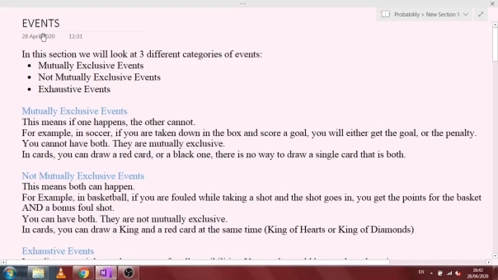In this video, we're going to look at different classes of events. So we have three different ones to look at. First off is mutually exclusive events. Second off is not mutually exclusive events. And finally, we'll have exhaustive events.